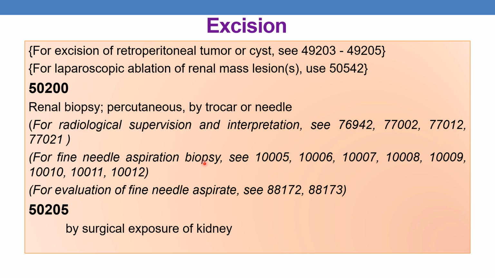And for fine needle aspiration biopsy, you need to see these integumentary system codes. That is 10005, 10006, 10007, 10008, 10009, 10010, 10011 and 10012. And for evaluation of fine needle aspirate, you need to refer 88172 and 88173. The next CPT is 50205. Renal biopsy by surgical exposure of kidney.